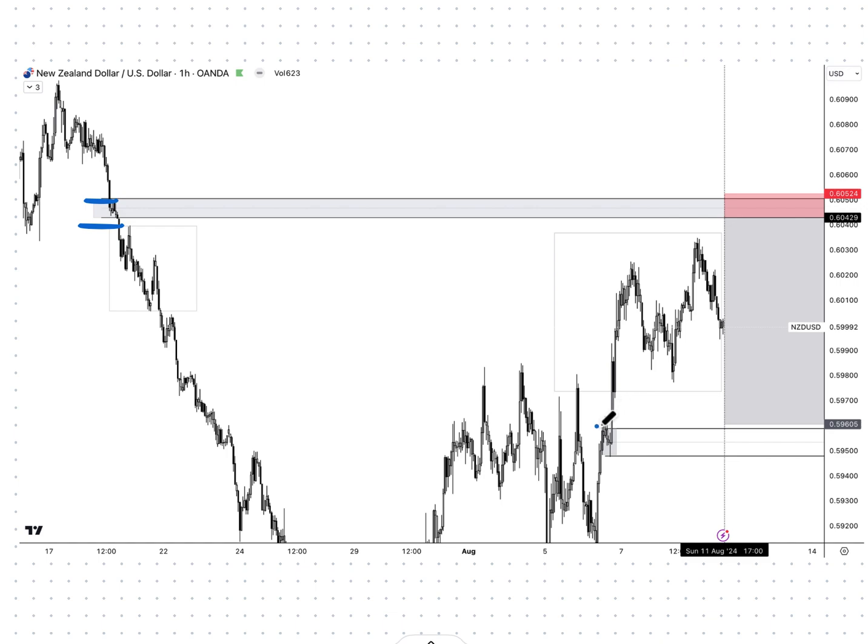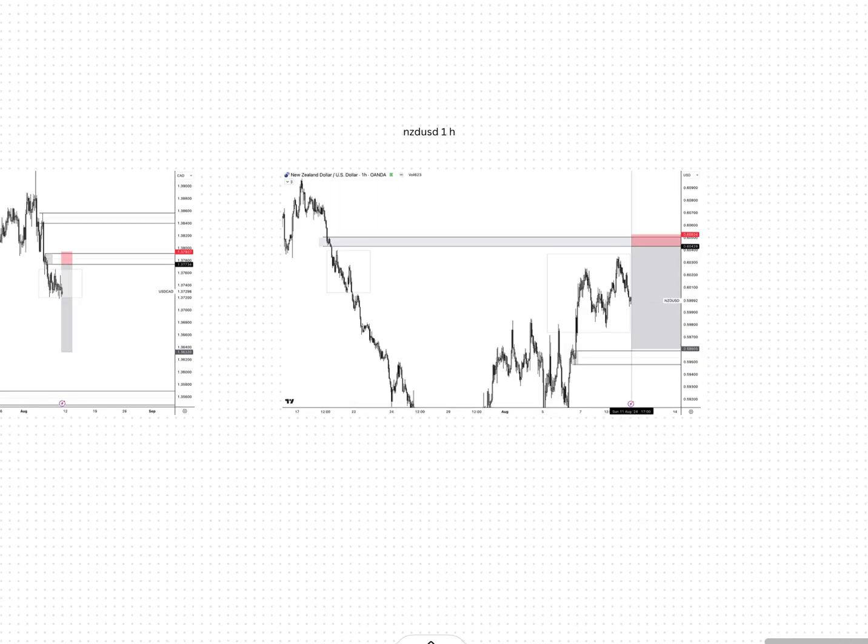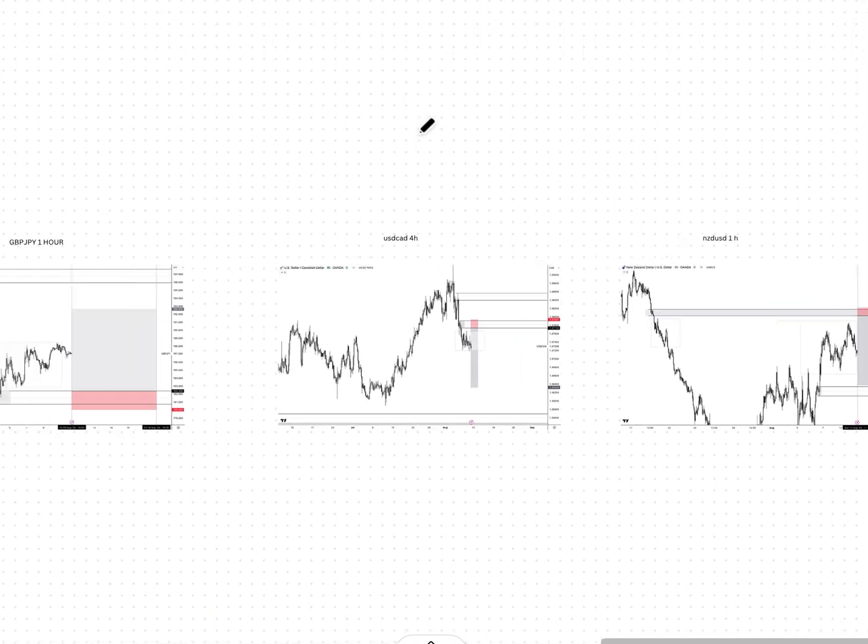And then we know also this would be demand, because we have a strong rally, base, rally. We have a base right here. So if the market was to come down to this area, we'd expect a reaction. If the market was to come up to this area, we would expect a reaction. So we'll see what happens in the next video. But that's the idea.